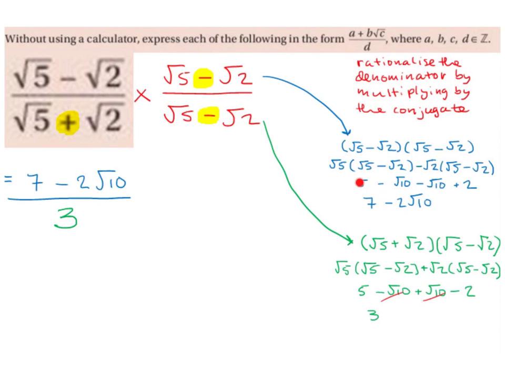And then 5 plus 2 will give us 7. And minus 1 root 10 minus 1 root 10 will give us minus 2 root 10. So you get 7 minus 2 root 10 as our numerator. So that goes over here.